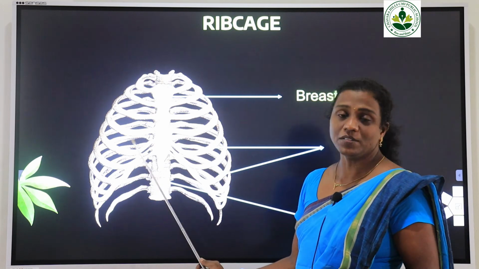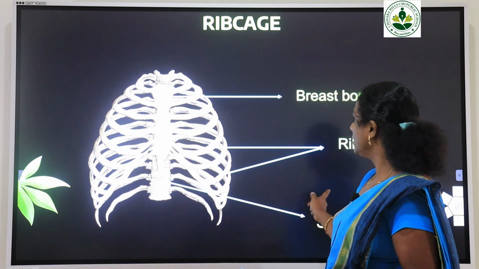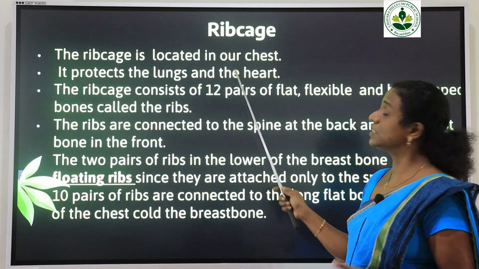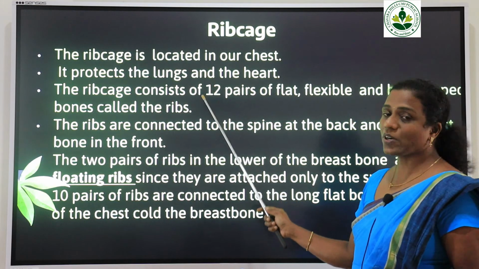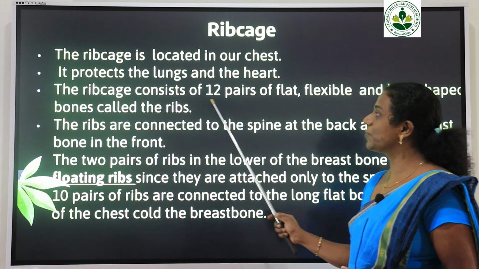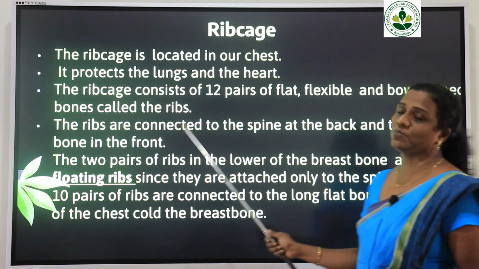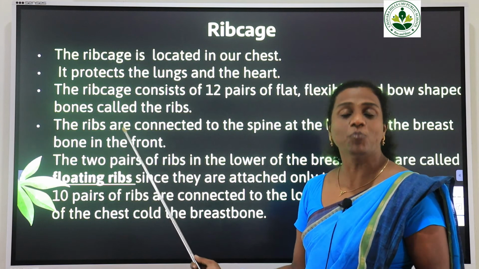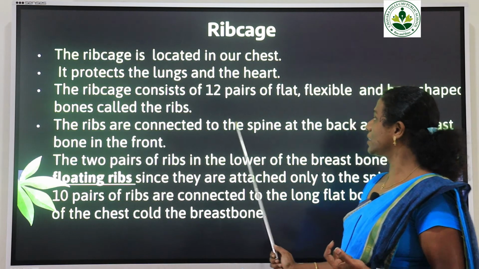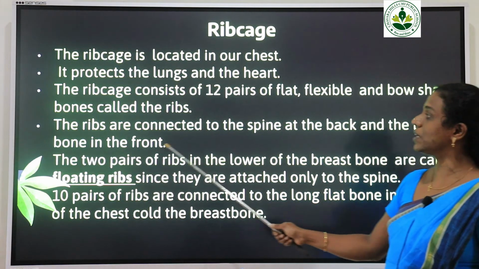All the bones are connected. They are flexible bones. Now we can check the important points. The ribcage is located in our chest. It protects the lungs and the heart. The ribcage consists of 12 pairs of flat, flexible and bow-shaped bones. What is the shape of the bones? Bow shape. The ribs are connected to the spine at the back and the breastbone in the front.